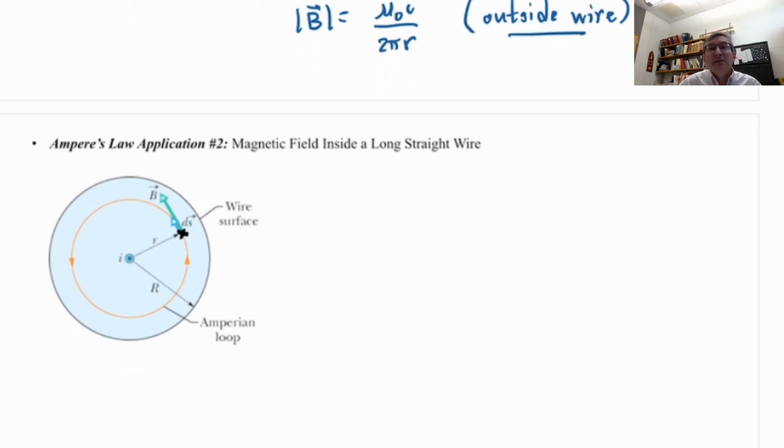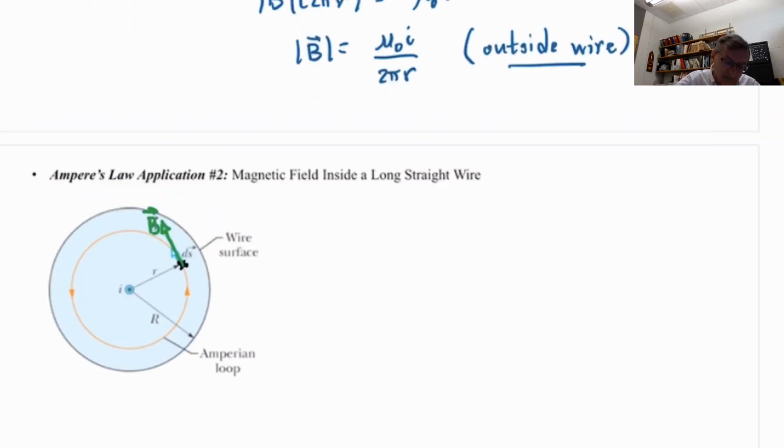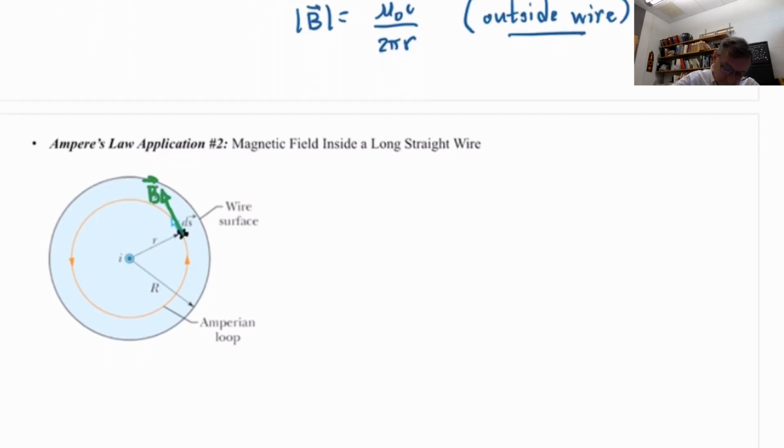We still have this tangential symmetry, because the current's still coming out of the screen towards us. The magnetic field has to be circulating around the center of the wire counterclockwise. So at that point that I marked, the B is tangent to the circle counterclockwise. So that'll be the direction we'll integrate. All our little ds's, like this one, is tangent to the Amperian loop, counterclockwise. So it's that same kind of symmetry.